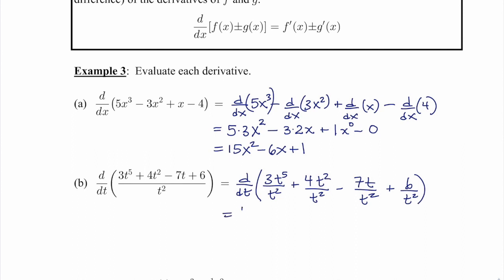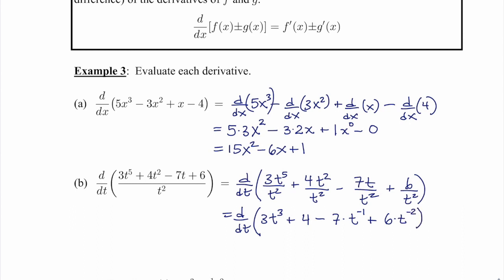And then I can get each of those terms into something that looks like a constant multiple and a power function. So here we'd have 3t cubed, and then these we would have t squared over t squared will reduce to 1, so just 4. And then the next one will have 7 times 1 over t, which I'm going to rewrite as t to the negative 1. And then the last one I'll rewrite as 6 times t to the negative 2.